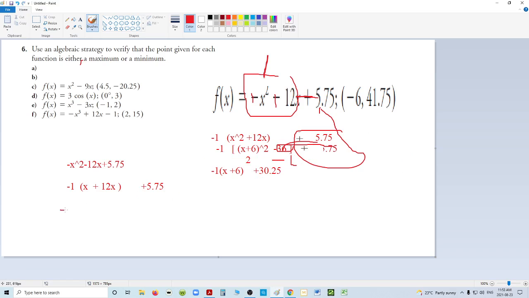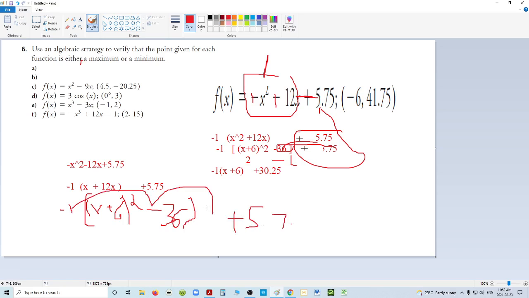And then over here I get minus 1, x plus 6 squared. And it's all in its own square brackets, and I create an unwanted 36, so I have to subtract 36. And on the outside of the box, I still have plus 5.75. So when this minus 1 kicks the 36 out, I get 36 plus 5.75, which gives me indeed 41.75. And I can see the x vertex right there.